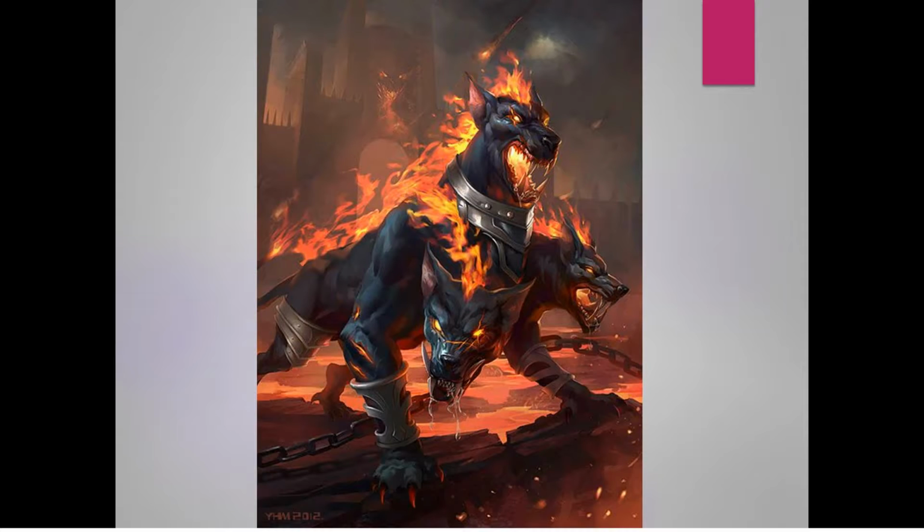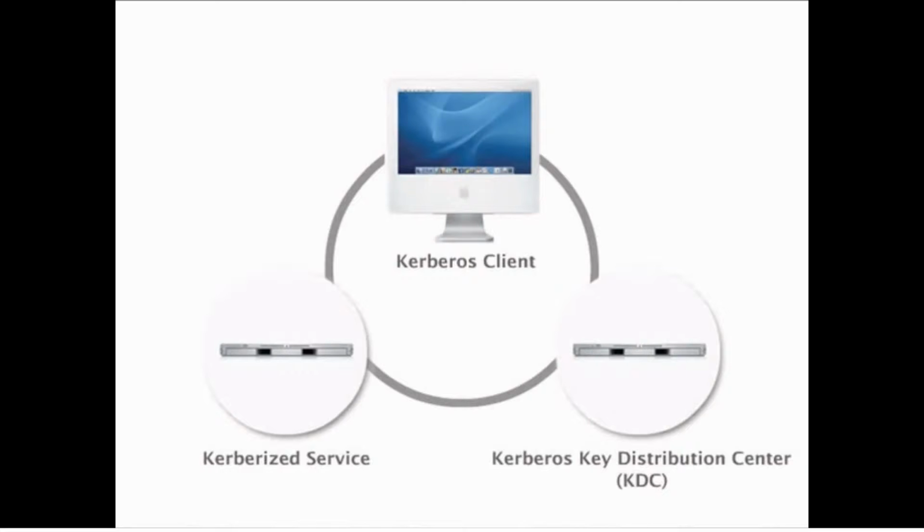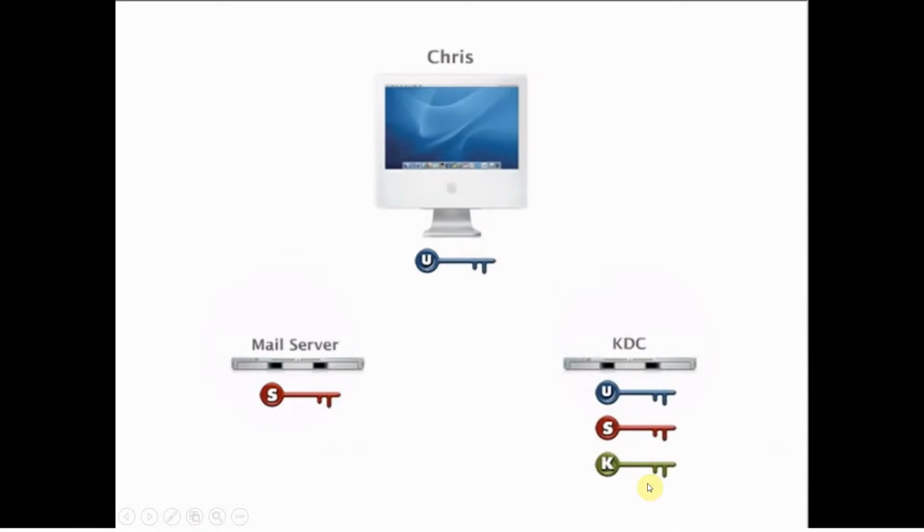Just like a three-headed dog, in network authentication, Kerberos creates a realm with three players that collectively guard the network, namely the Kerberos Client, the Kerberos Service, and the Kerberos Key Distribution Center, or KDC. So let's see how it works.